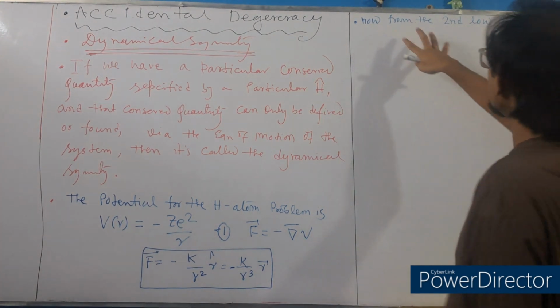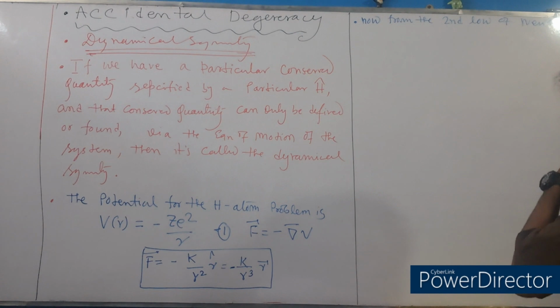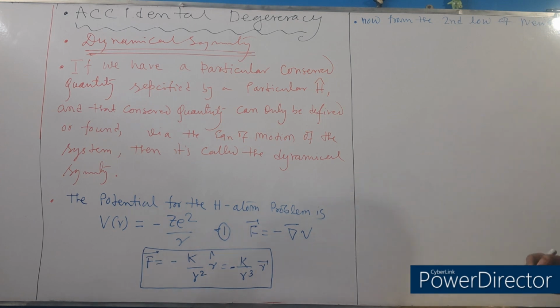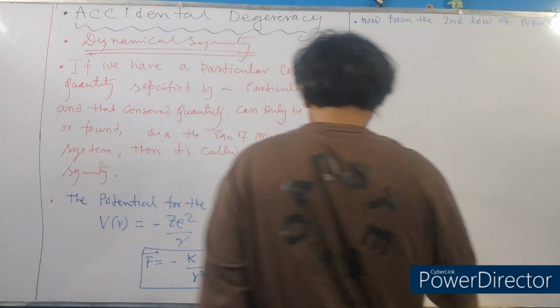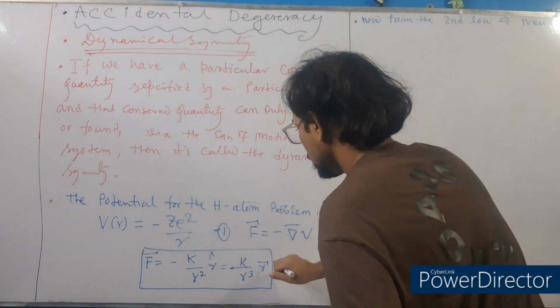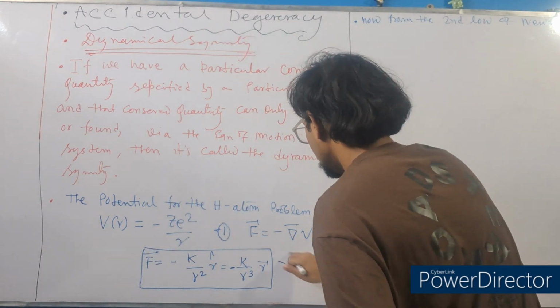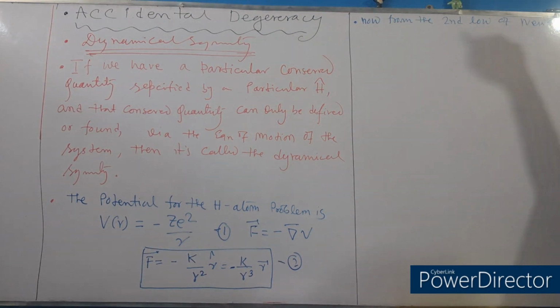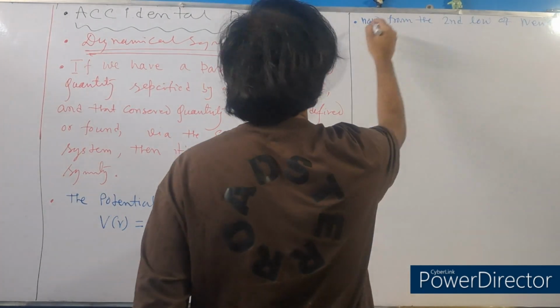So now from the second law of motion, Newton's law, m r double dot is basically minus k by r cube r vector. Okay. Now, let me give it equation 2 then. I have given already one here, and this is equation 3.